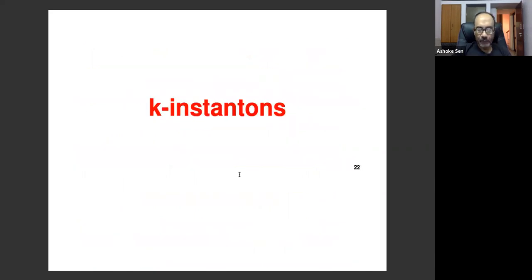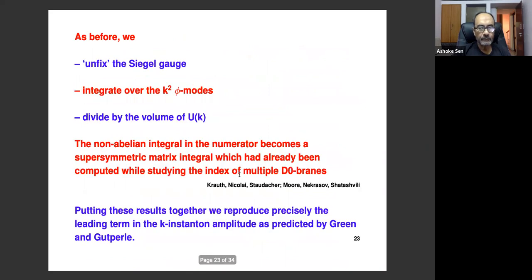Now let me just say a few words about k instantons. For k instantons, as before, we have to first unfix the Siegel gauge. As a result, we will get k squared extra bosonic modes. We have to do the integration over those explicitly. These happen to be just Gaussian integrals in the weak coupling limit.